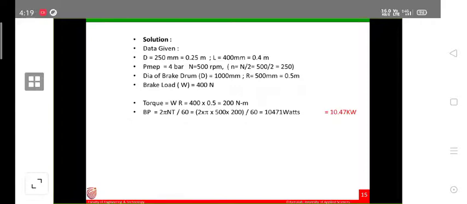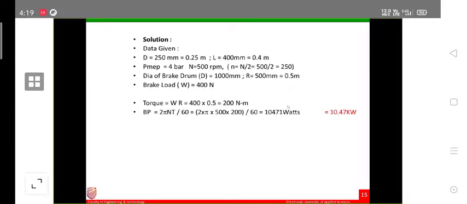Brake power is given by 2 pi NT divided by 60. Whenever you are calculating BP, N should not be changed, it stays as it is. If they have given 500 rpm, you need to take the exact value given in the statement. No need to divide it by 2, whether it's a 2-stroke or 4-stroke. Please keep that in mind whenever you are solving the problem. The value you get is approximately 10.47 kilowatts. So this will become brake power.